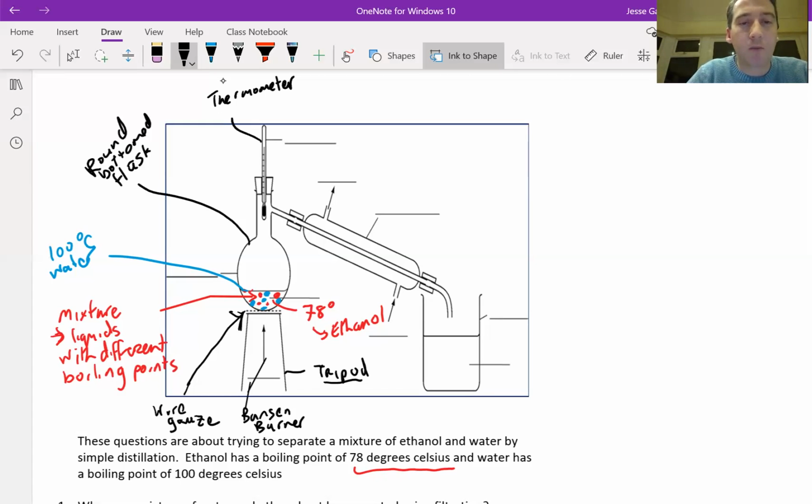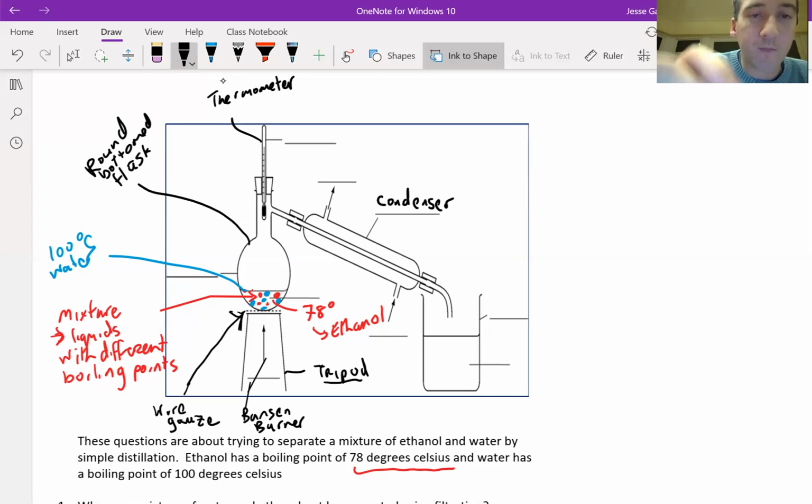At the top of the round bottom flask here is a tube that leaves the side of it. We call this an arm. And then attached to that is this piece of equipment here, and this is called a condenser. Now, what the condenser does is it cools down the substance again.